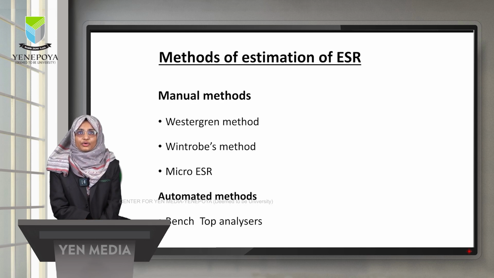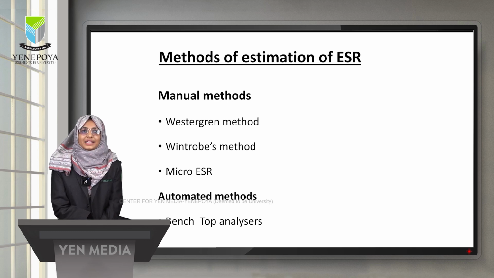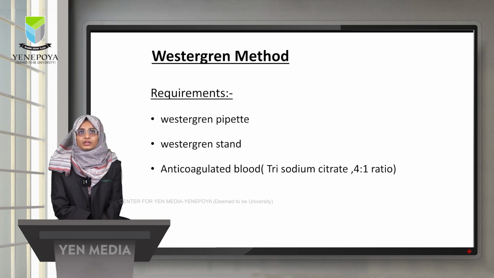Next is methods of estimation of ESR. So there are manual methods and automated methods. The manual methods are Westergren method, Wintrobe's method and micro ESR. Automated method is using benchtop analyzers. Westergren method requirements are Westergren pipette or tube, Westergren stand, and anticoagulated blood. Anticoagulant of choice is trisodium citrate in 4:1 ratio.